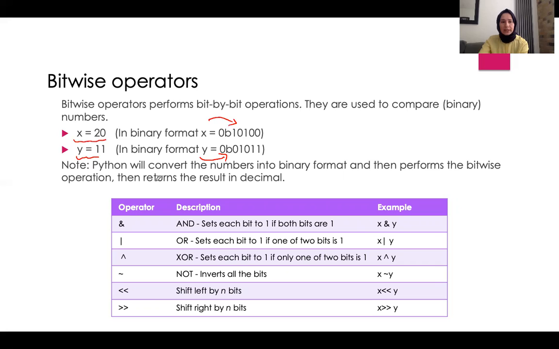And there are some bitwise operators. There is AND, there is OR, there is XOR, there is NOT, there is shift left by n bits, and also there is shift right by n bits, options that can be used in the bitwise operators.